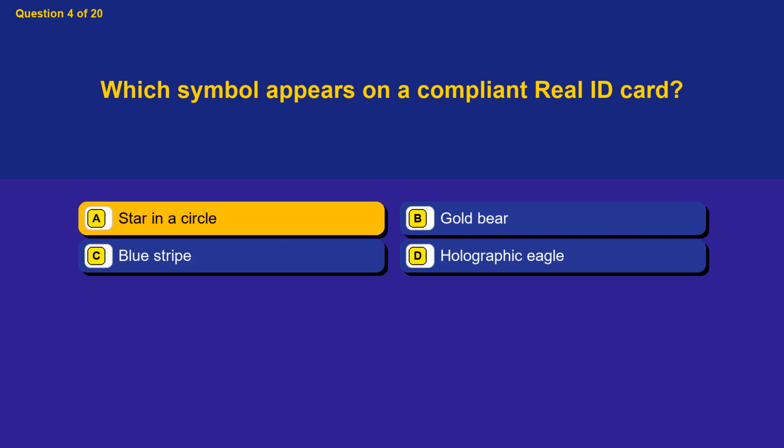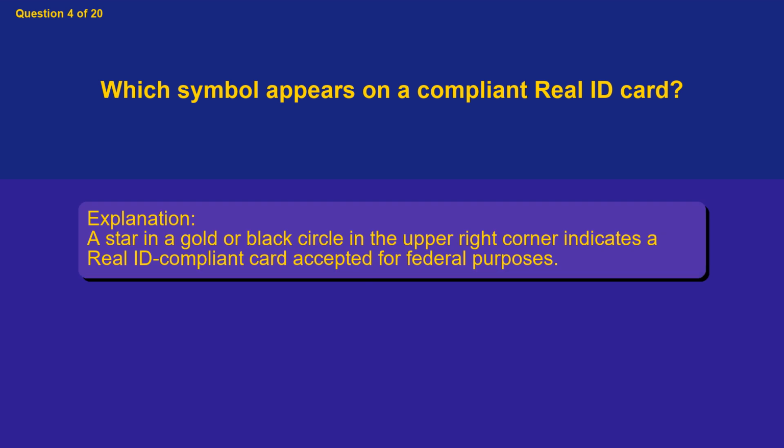The correct answer is option A, star in a circle. A star in a gold or black circle in the upper right corner indicates a Real ID compliant card accepted for federal purposes.